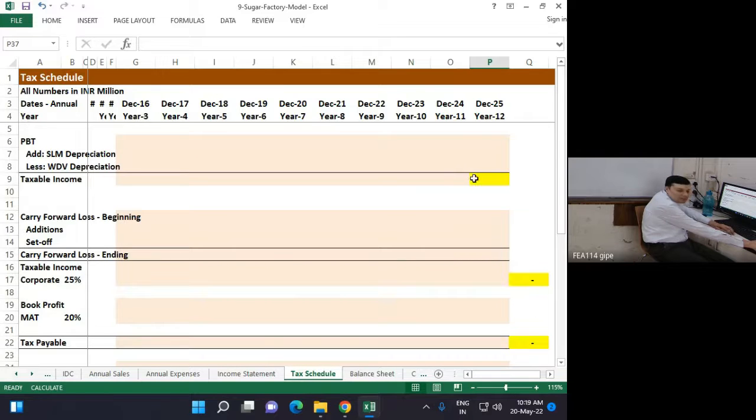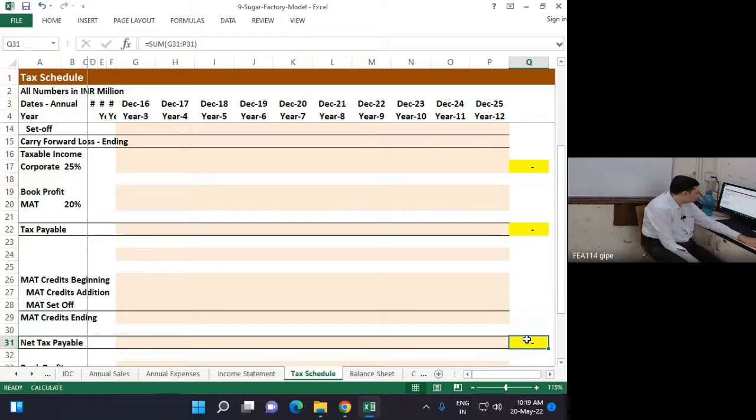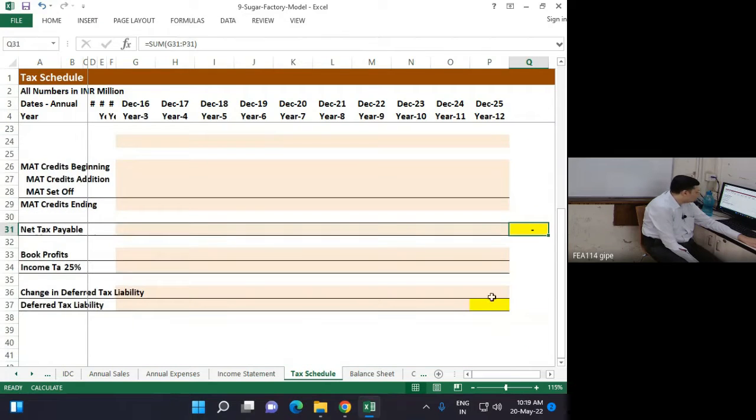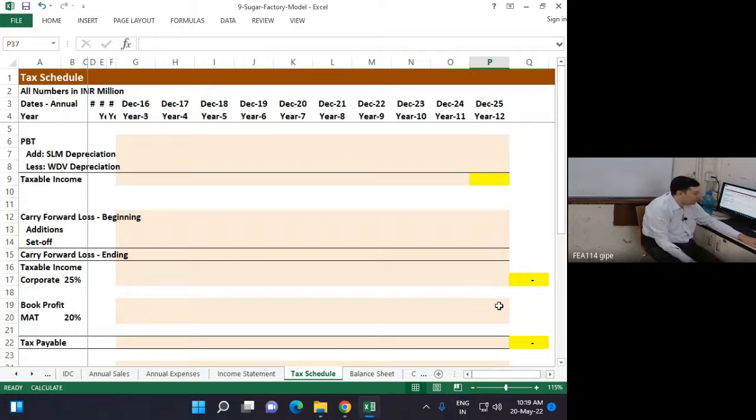Now, step by step, you complete the entire tax schedule and the entries which we are going to match, sorry, 5 entries which we are going to match. First, you have to tell me 12th year, what is the taxable income? Then answer in cell Q17, then in Q22, then in Q31, and last value of deferred tax. Like that. So step by step, let's do it.